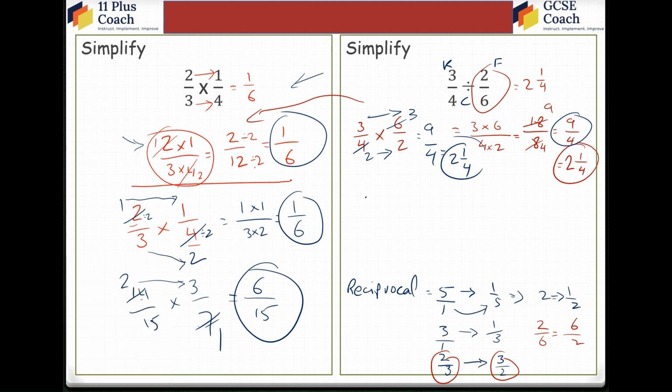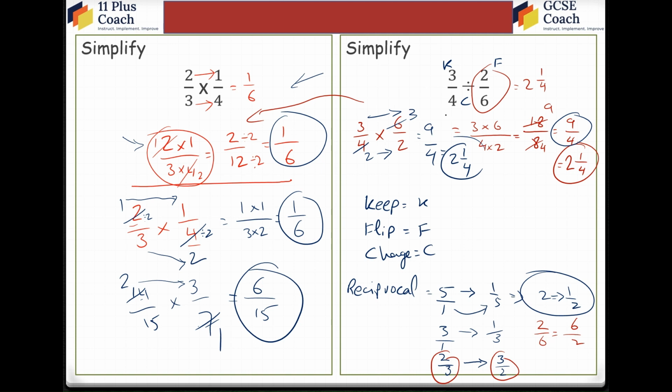So K is for keep, meaning keep the first fraction as it is. F is for flip, meaning flip the second fraction over. And remember, if it's a whole number, you put 1 underneath it and then flip it over, like we did here with 2 and 1 over 2. And C is for change, meaning change the symbol to its opposite. So the inverse of division is multiplication, change it to multiplication.